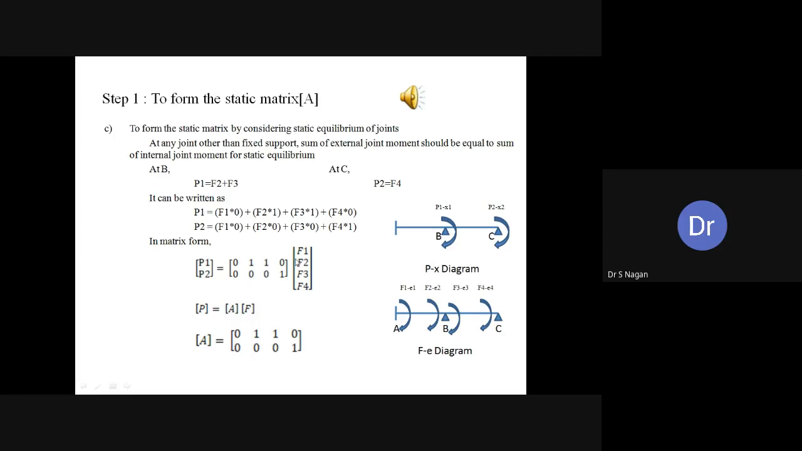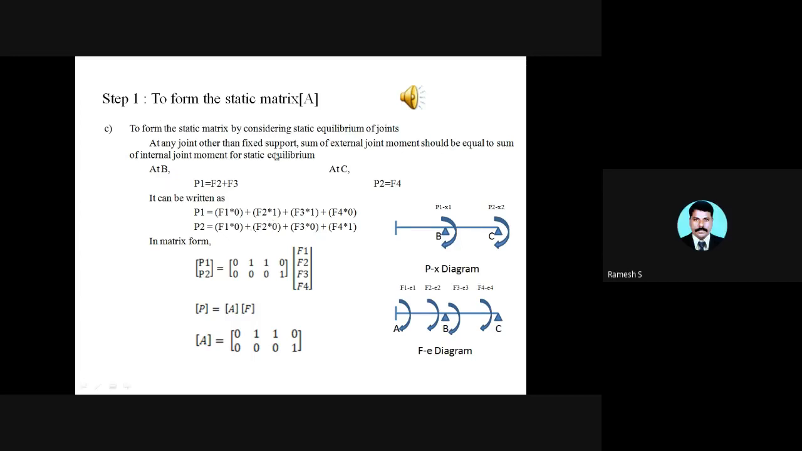After writing this, please check whether your equation is altered or not, whether you are getting the same equations. Please multiply. How do you multiply matrices? We need to multiply row by column. So 0 into F1 plus 1 into F2 plus 1 into F3 plus 0 into F4. That will be P1. So we get F2 plus F3. Then 0 into F1, 0 into F2, 0 into F3, 1 into F4. That is P2. So P2 equal to F4. So the basic equations are not altered by expressing even in matrix form like this. Okay? Do you have any doubt in this?